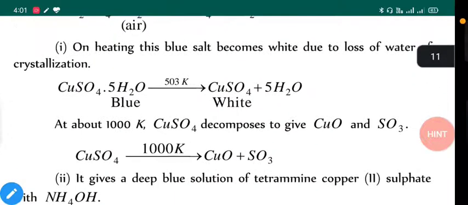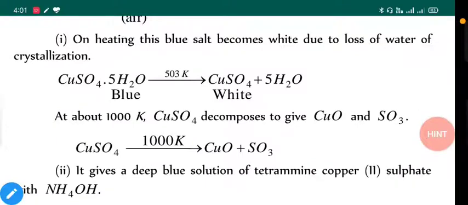On heating, it is blue in color, as mentioned earlier, because of the presence of water. In the solid state, when water is absorbed as moisture or in any other form, it will form a complex compound. So on heating, this blue salt becomes white due to the loss of the water of crystallization.